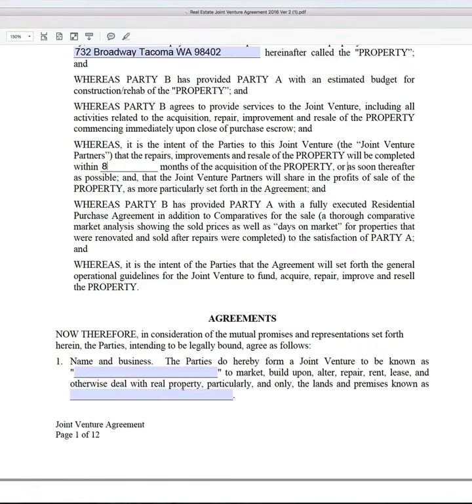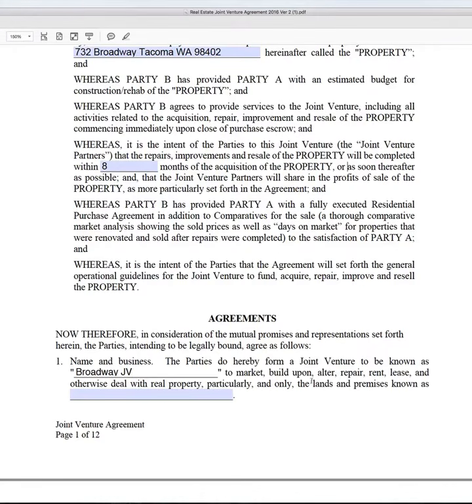Now we'll come down here to the agreement. It says, now therefore in consideration of the mutual promises, so forth, we're going to name this joint venture just so we have something to refer to. So let's say we're going to call this the Broadway JV. And by naming it somewhat associated with the property address, it will always allow you to refer back to it and know if you've entered into multiple JVs, which one you're dealing with.